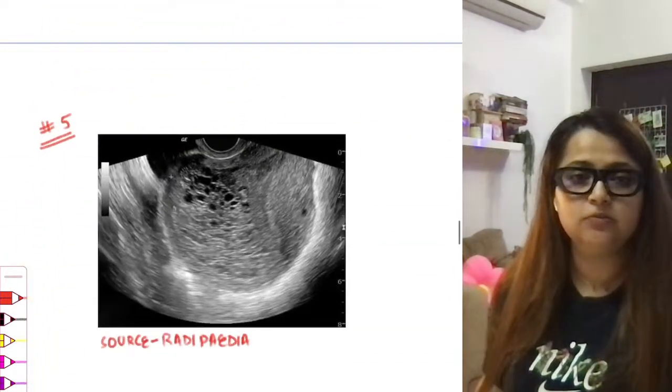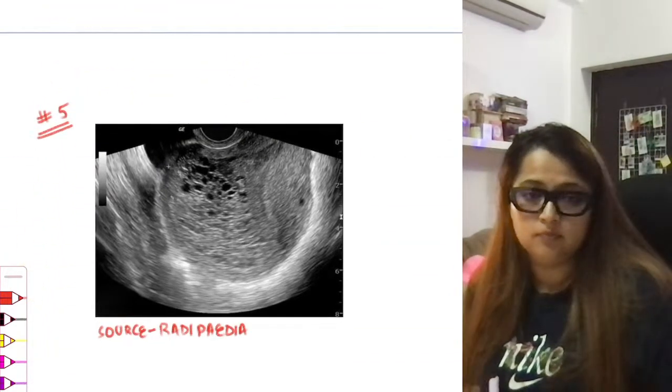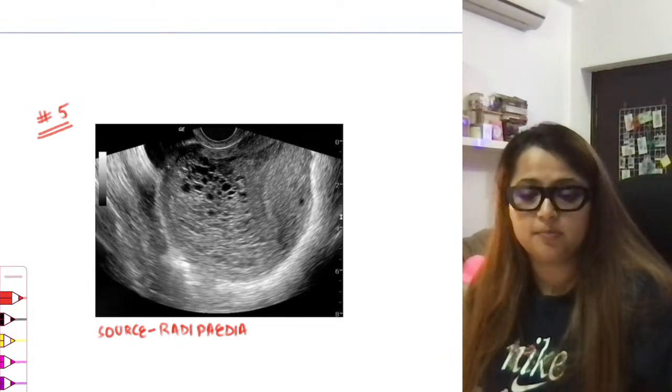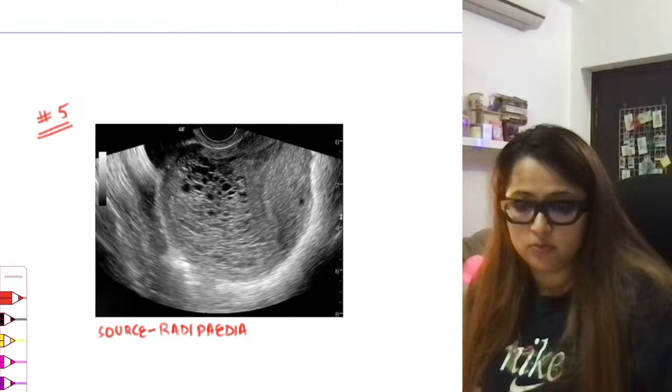Look at the next picture. So this is the USG, ultrasonography. This shows this appearance. Okay. Now what do you think it is?